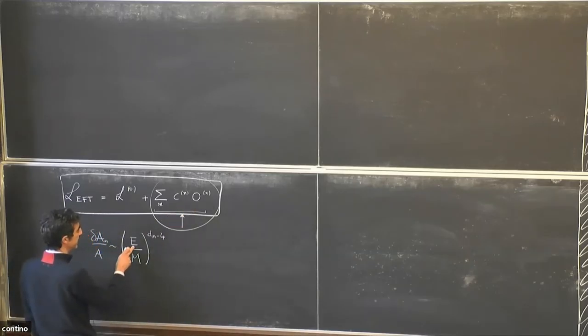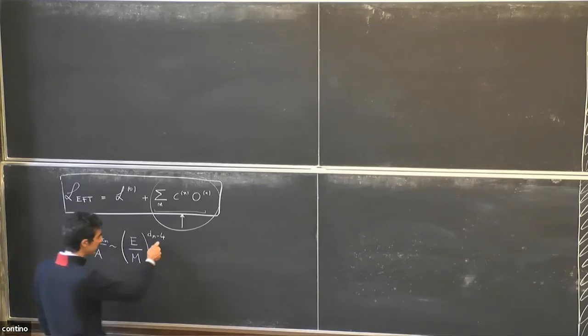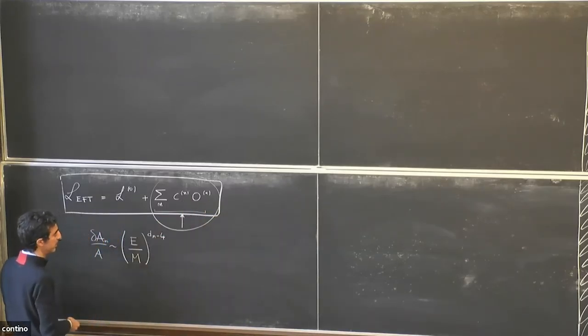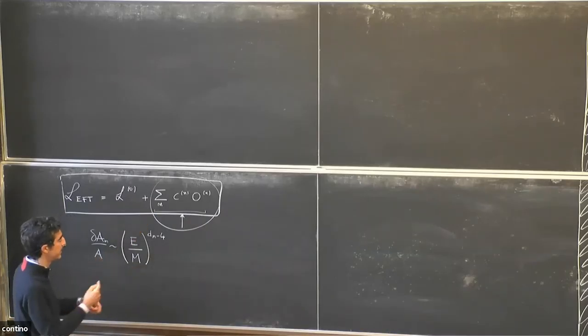So we say that if E, the energy, becomes very small compared to M, this effect is a small one, it's a perturbation, and higher dimensional operators give an even smaller contribution, so we can truncate. But now take the opposite perspective.